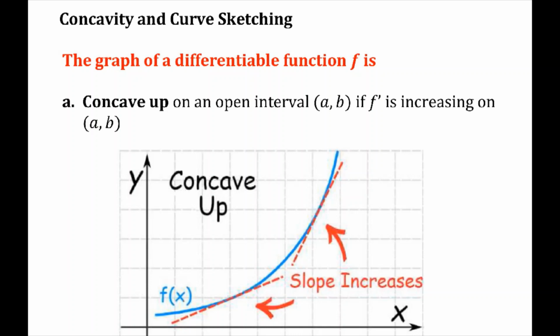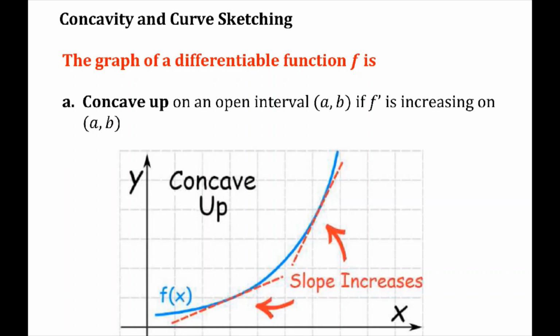Hello everyone. In this video we'll learn how to sketch the graph of a function by using the derivative. Now we have seen previously that the sign of the derivative provides us with information about where a function is increasing, decreasing, or stationary. We now will look at the direction of bending of the graph, whether the graph is going to be concave up or concave down.